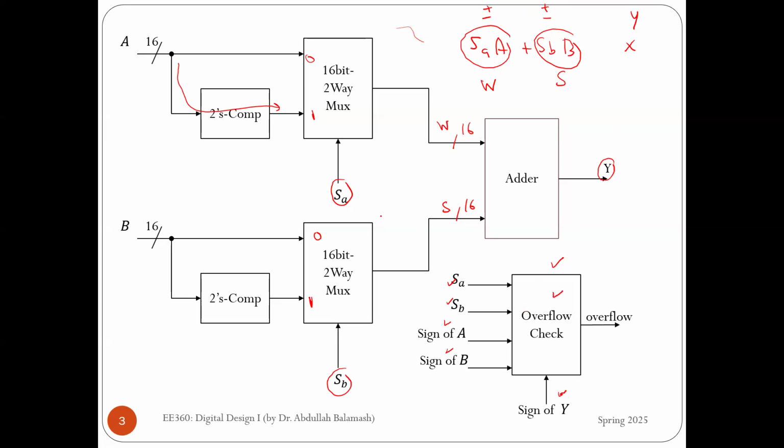Now we need to build these modules. We'll start with number 1, the 2's complement. Then we'll build the adder. Then we'll build the multiplexer. Then we will build this overflow checker.